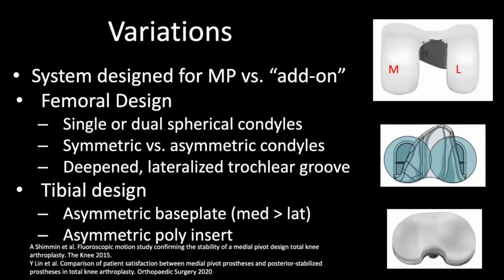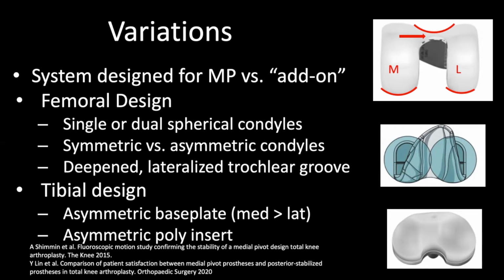There are multiple variations when we look at the different implant designs. If you see above, there's the Matt Ortho Safe knee. This has asymmetry appreciated between the medial and lateral condyles. Implants can have either a single or dual spherical condyles, and this specific implant has a deepened lateralized trochlear groove, and there's variation between implants on the trochlear groove position.